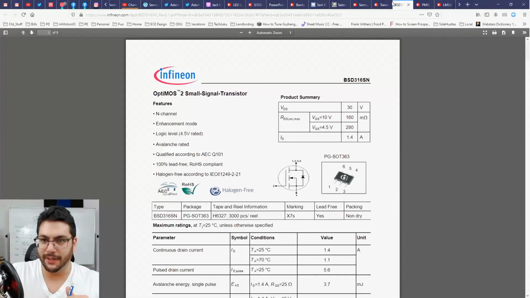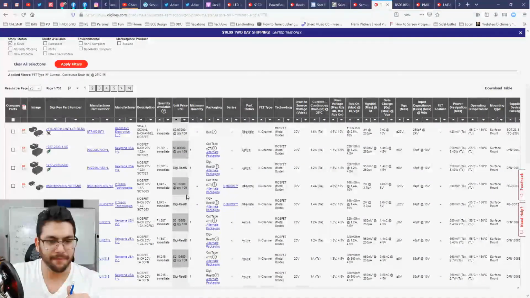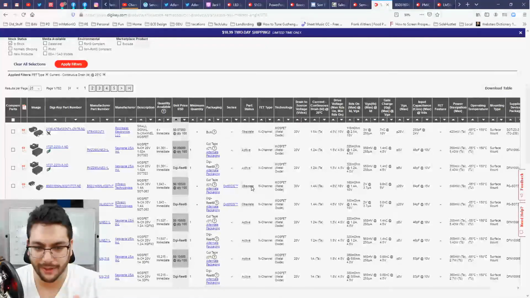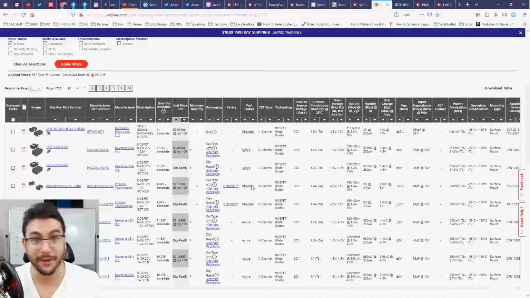3,000 pieces per reel. Yep. Okay, cool. Wait, it says obsolete right here. I don't really want that. No wonder they're so cheap. Do I care? I'm going to decide if I care or not on my own time.